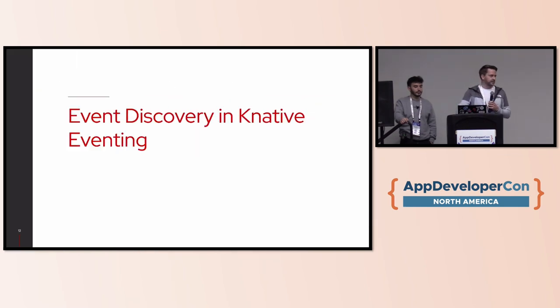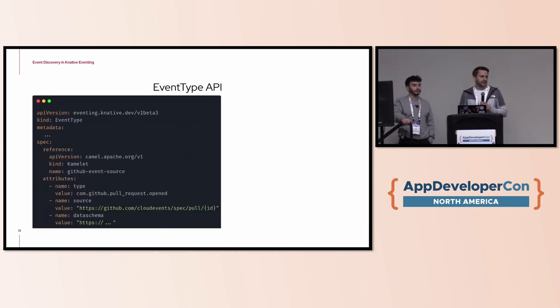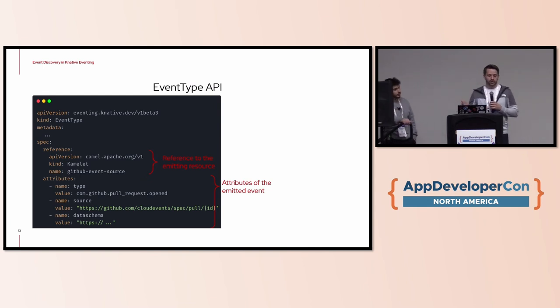Okay, let's see how event discovery is done in Knative, for example. The heart of event discovery in Knative Eventing is the event type API. It's a new custom resource which has two main fields. First, the reference section, which is a reference to the emitting resource, so who is sending these events. And then a list of attributes. Those are the attributes from the CloudEvents which this event type specifies, for example the type, the source, or the data schema, which can be a link. And then, of course, you as a developer can use kubectl, for example, to list those event types, or, as you'll see later, Backstage, to list the available event types.